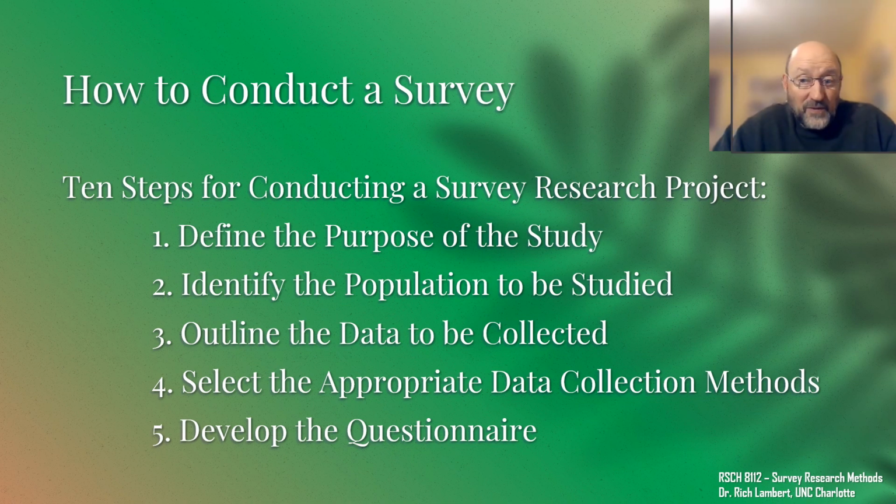The second thing you have to do is identify the population you want to study. Who do you want your conclusions to apply to? Who do you want to make generalizations about from your sample back to the population? The next step is outlining all the data you need to collect. What is it that you think you need to meet your purpose? And then you want to select the appropriate data collection methods.